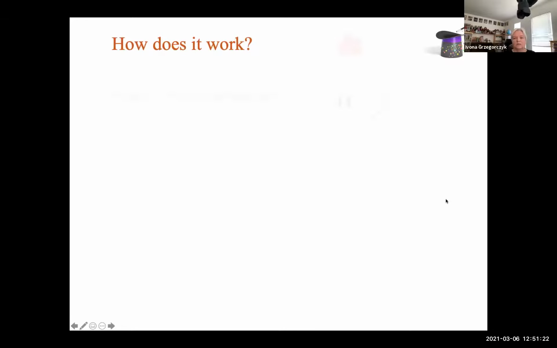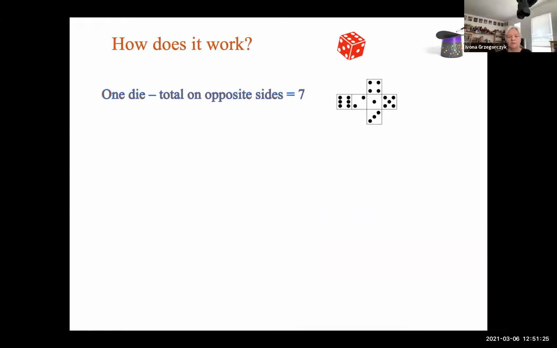we know how the die is built. Every die has sides built in such a way that the opposite sides add up to 7. So 6 and 1, 7. 4 and 3, 7. 5 and 2, 7.